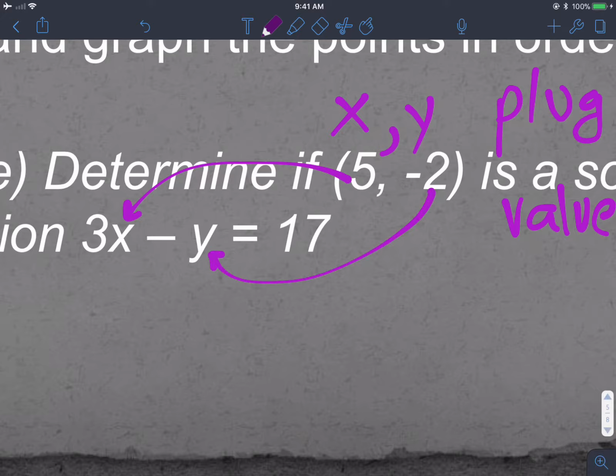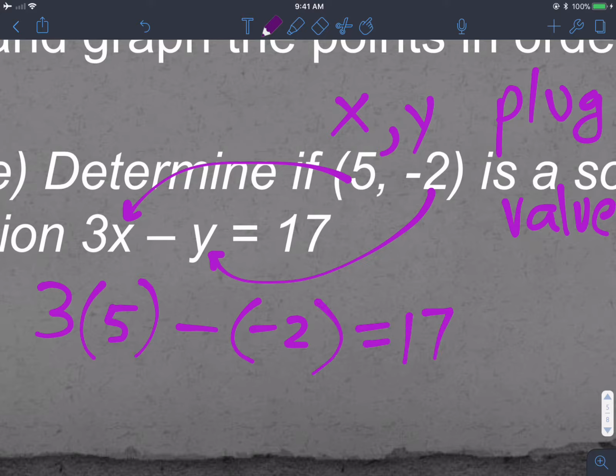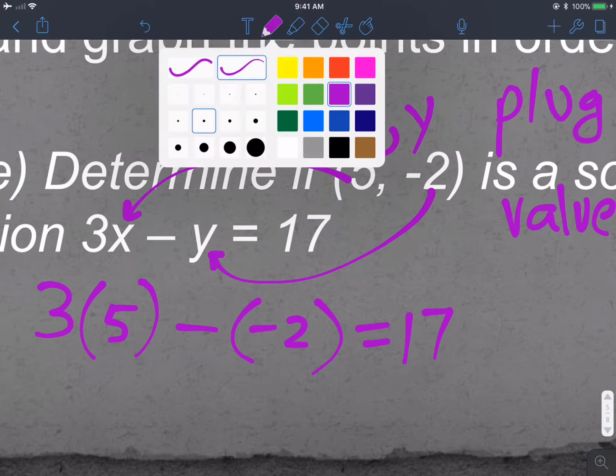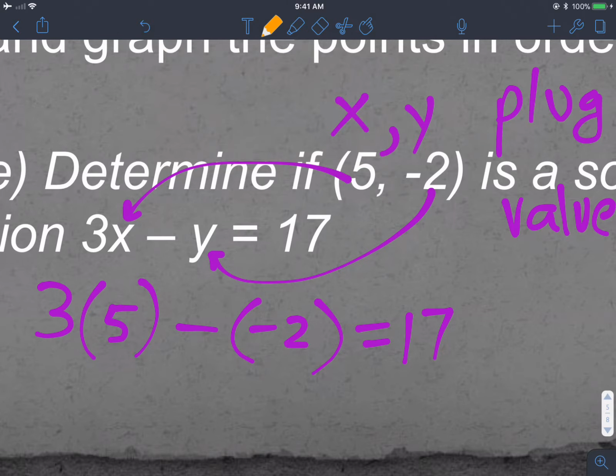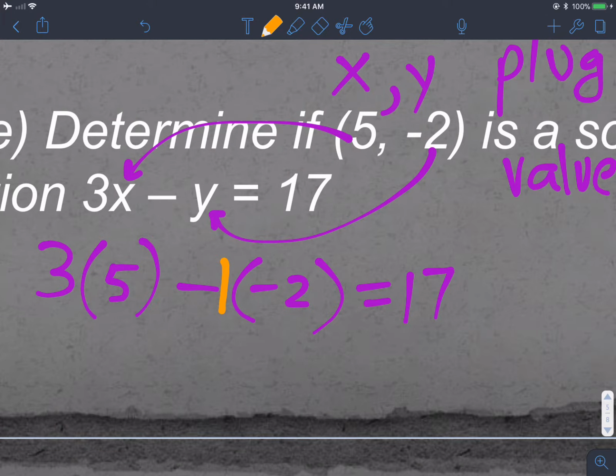Always use parentheses too. So 3 times 5 minus parentheses negative 2 equals 17. The reason why I say use parentheses is because if you didn't, you might drop that minus out. Think back to a few chapters ago, we have to imagine that that's like a minus 1. So a negative times a negative will be positive. Next line, 15 plus 2 equals 17.